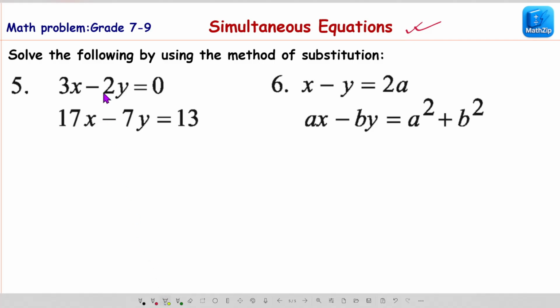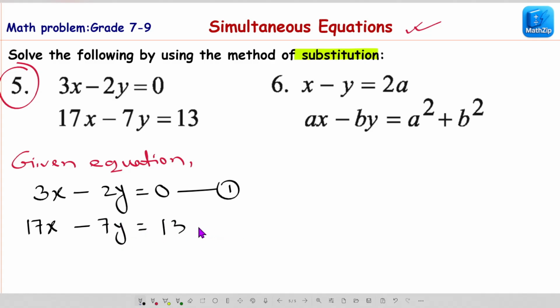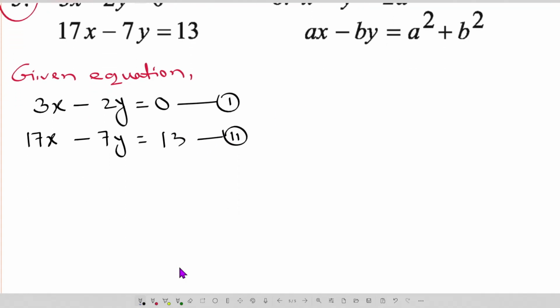We are going to solve the following by using the method of substitution. We are starting from number 5. Let's start. Here are two equations, so we can write the given equations. First, 3x minus 2y equals 0. This is equation 1. And 17x minus 7y equals 13. This is equation 2.